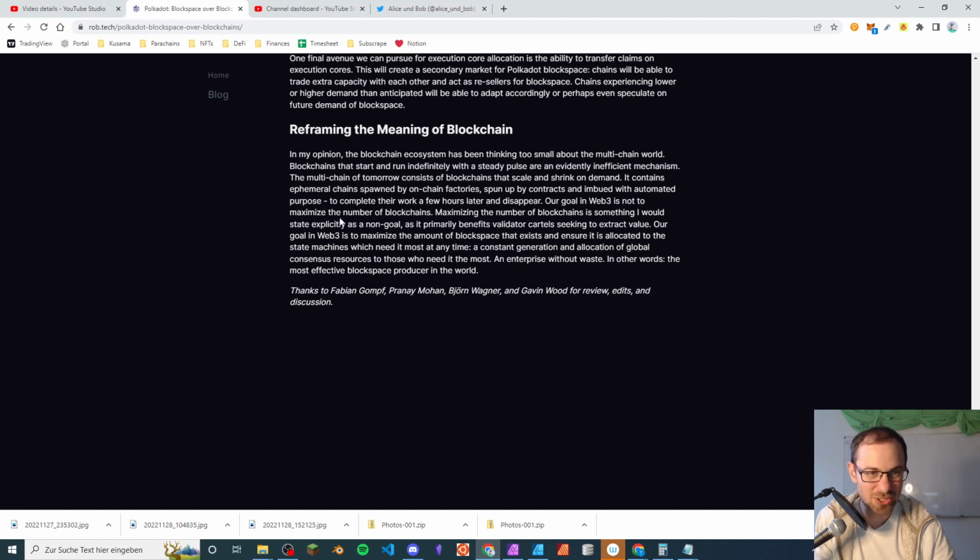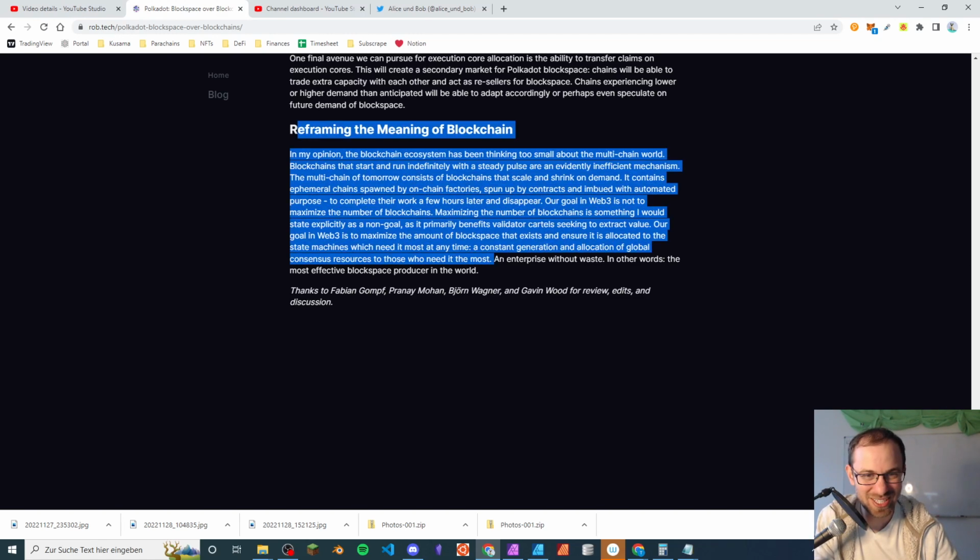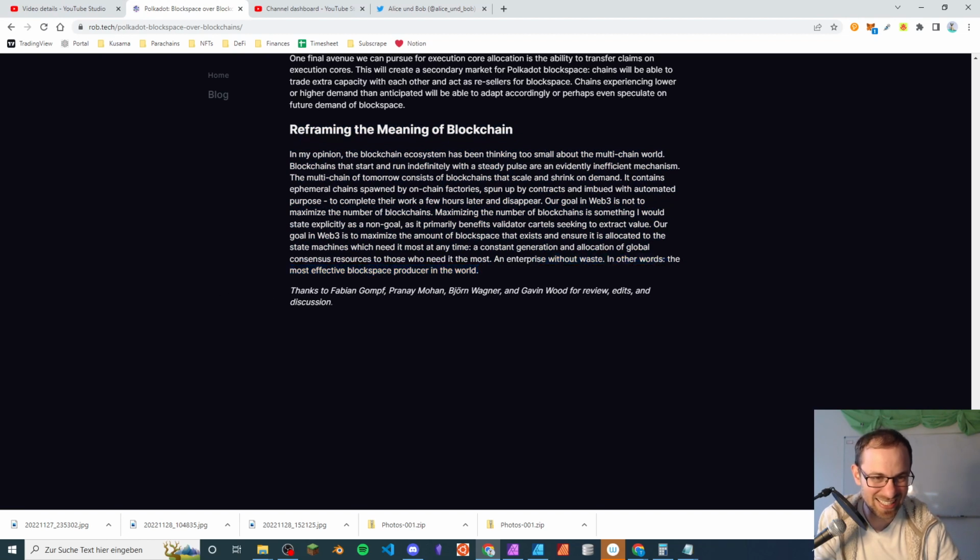Our goal in Web3 is not to maximize the number of blockchains. Maximizing the number of blockchains is something I would state explicitly as a non-goal, as it primarily benefits validator cartels seeking to extract value. Our goal in Web3 is to maximize the amount of block space that exists and ensure it is allocated to the state machines which need it the most at any time. A constant generation and allocation of global consensus resources to those who need it the most. An enterprise without waste. In other words, the most effective block space producer in the world. I think Robert has a talent for concluding chapters. This is really a nice ending here.